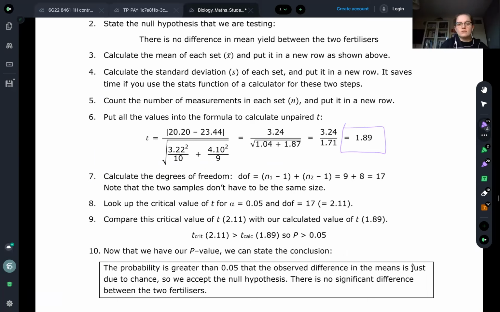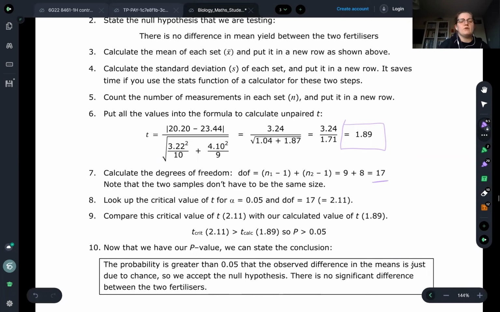Before we do anything else, we need to calculate our degrees of freedom, because when we look at that critical value table, we need to know what our p-value is going to be and then compare it to our degrees of freedom. It doesn't matter that our samples aren't the same size, we just add them up for the two. So degrees of freedom for sample 1 is 10 minus 1, which would be 9, and for sample 2 would be 9 minus 1, which is 8. Add them together gives us 17. So our degrees of freedom is 17.